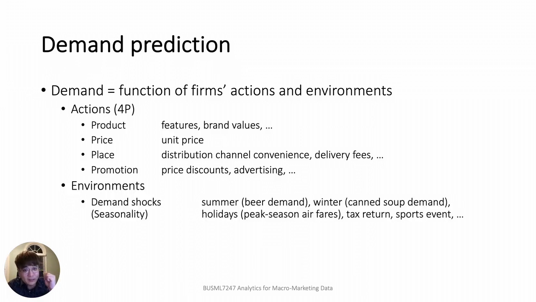A typical example is seasonality. Beer demand in summer is greater than winter, but soup demand in winter is higher than summer. The demand change due to seasonality leads to firms' strategic decision making. An example is airfares in the peak season. In the peak season, demand rapidly goes up, thus airlines increase airfares to have more profits.